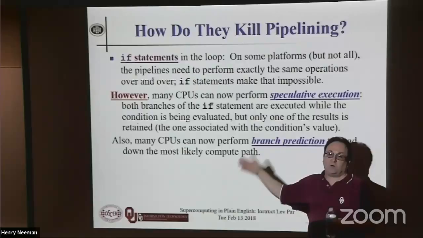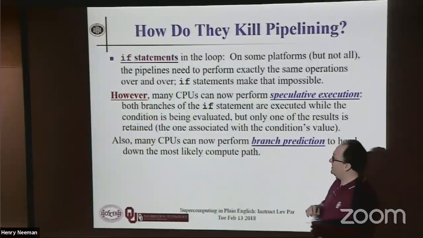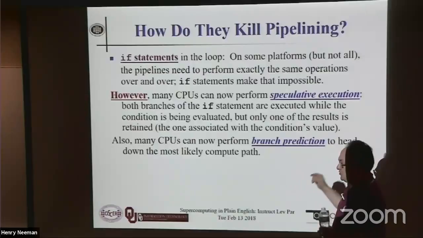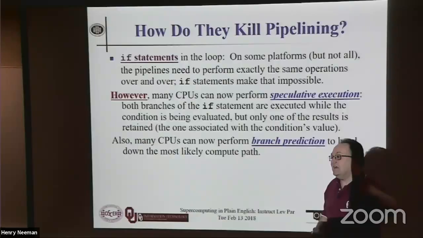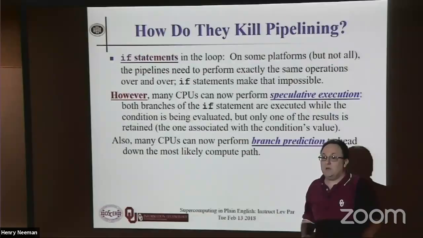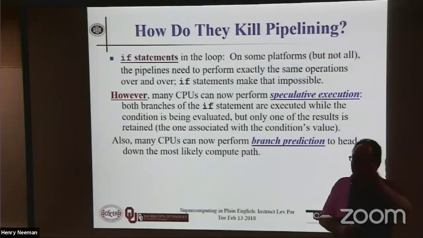And so compilers don't want to pipeline a loop that has an if inside. But now most hardware will do what's called speculative execution. I will do both of the branches of that if. When the condition is true, I'll do that stuff. And when the condition is false, I'll do that stuff too, until the condition is evaluated and I find out what the answer is. And then I'll stop doing the one I don't need. But while I'm waiting for the condition to finish evaluating, I'll go ahead and start doing both, because I got all that extra circuitry inside the chip anyway.